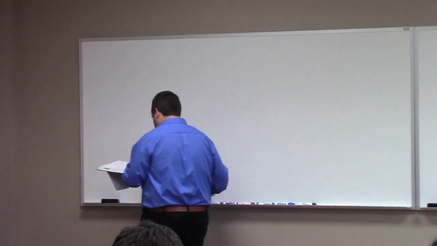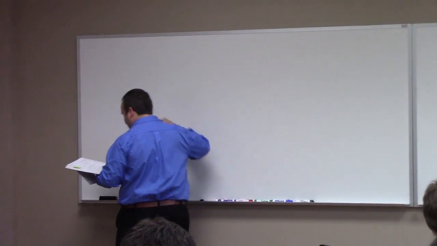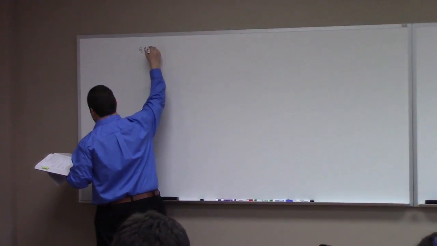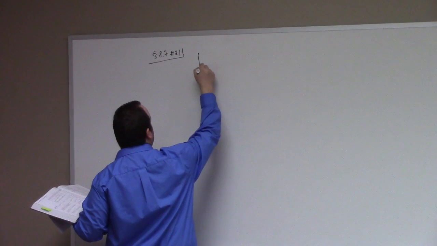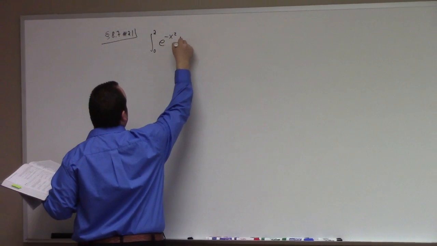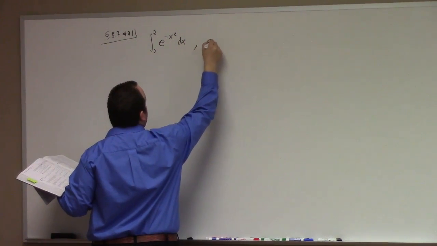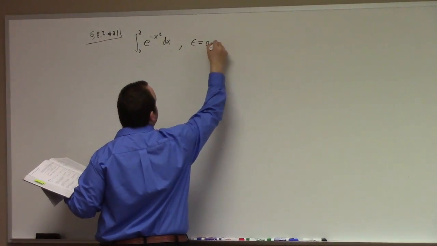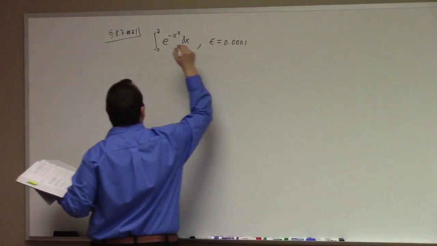I thought you were asking me about 31. 31 is, yeah, 31. That 31 is ghastly. Integral from, this one's not too bad, I think. Integral from 0 to 2 of e to the minus x squared dx. And we're supposed to find n that gets us an error of at most 0.0001. And we are supposed to use trapezoid rule or Simpson's rule.